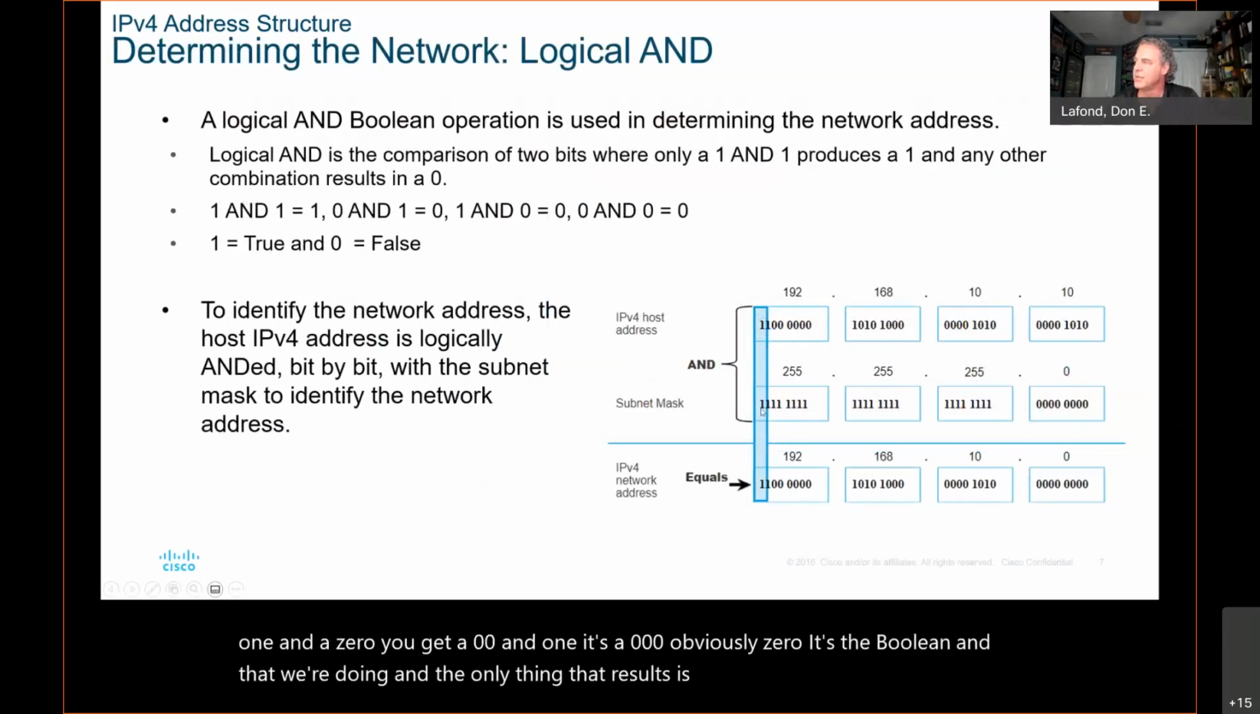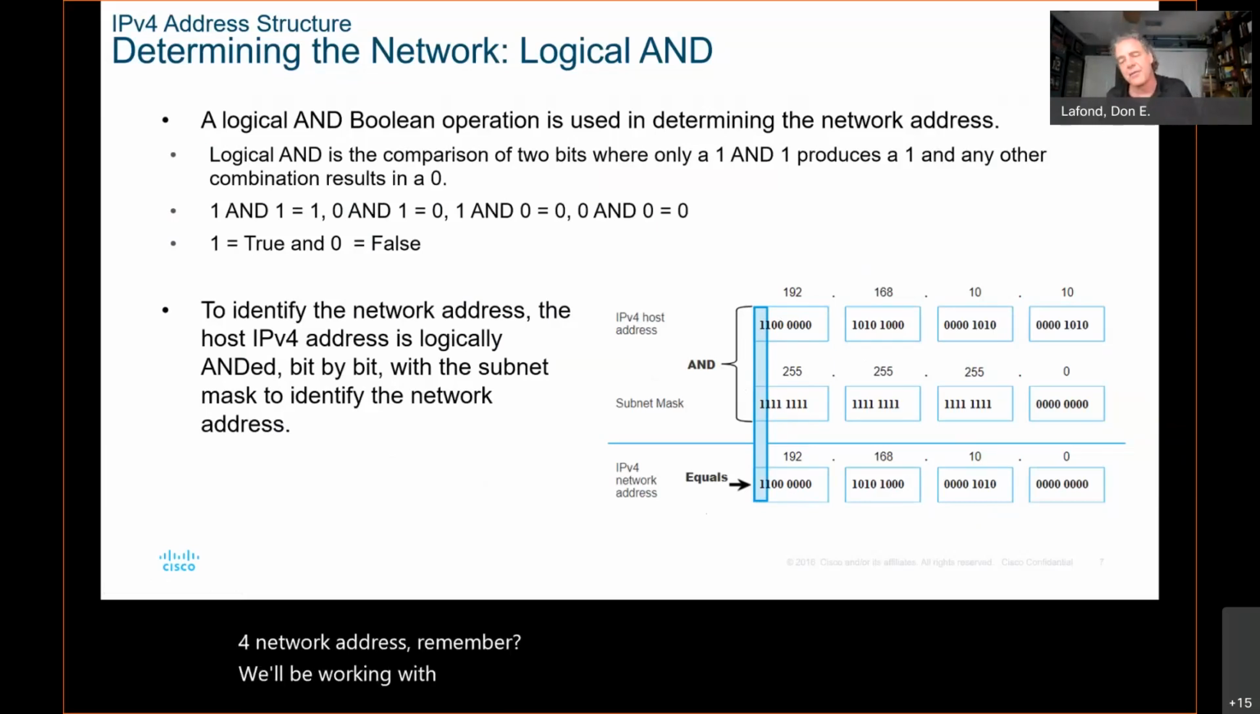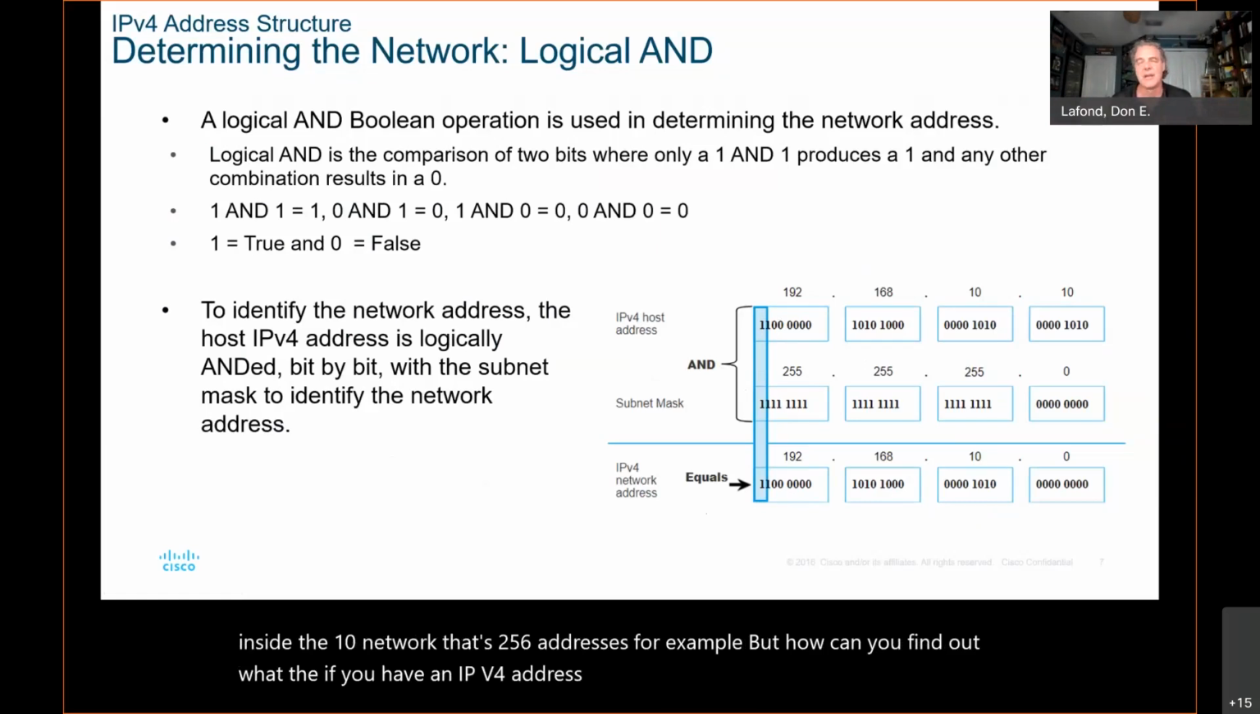Now, once we do the ANDing process between the host address and the subnet mask, that gives us our IPv4 network address. Remember, we'll be working with networks. I often say the 10 network or the 20 network, and inside the 10 network, there's 256 addresses, for example. But what if you have an IPv4 address like 192.168.10.5, how do you know what network that's in?